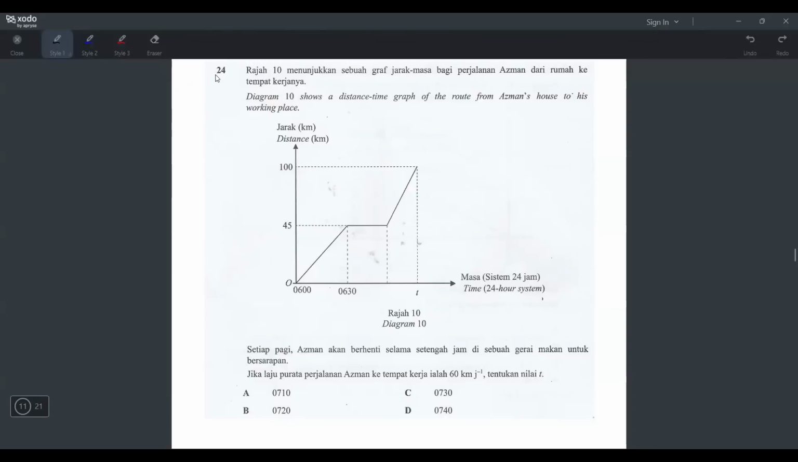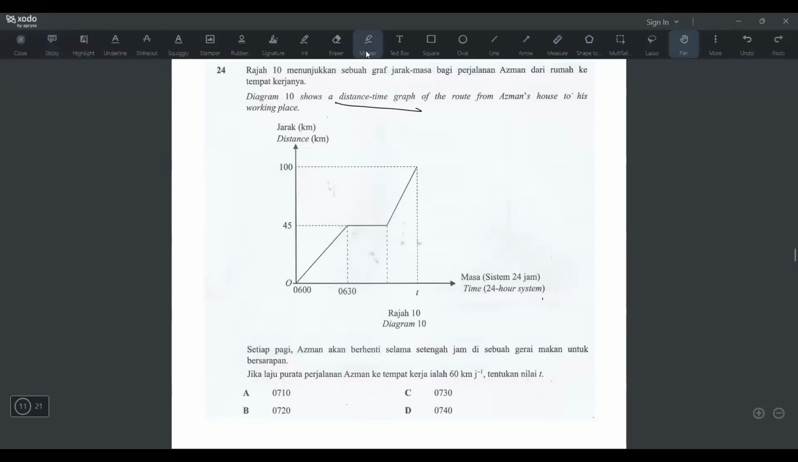Okay, moving on. 24. Diagram 10 shows a distance-time graph. Okay, this is a Form 4 chapter. It's called Graph of Motion. Chapter 7, bab 7. The chapter Graph of Motion, the one yang you belajar apa distance-time graph, speed-time graph, itulah. Okay, this is a distance-time graph of the route from Azman's house to his working place.